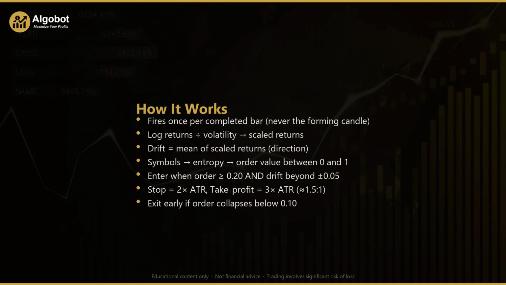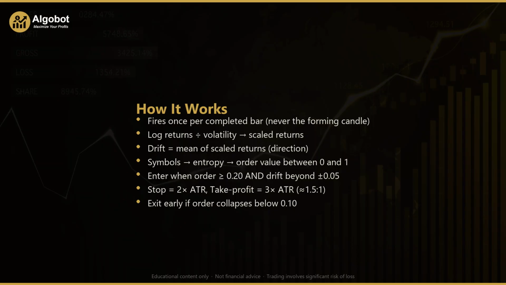When a long entry is signaled, the EA places a buy at the ask price. It sets a stop loss below the entry at 2 times the ATR and a take profit above the entry at 3 times the ATR. A short entry mirrors this, a sell at the bid, with the stop loss above and the take profit below, using the same multiples. Because the take profit is 3 ATR and the stop is 2 ATR, each trade is structured with a reward to risk of roughly 1.5 to 1.